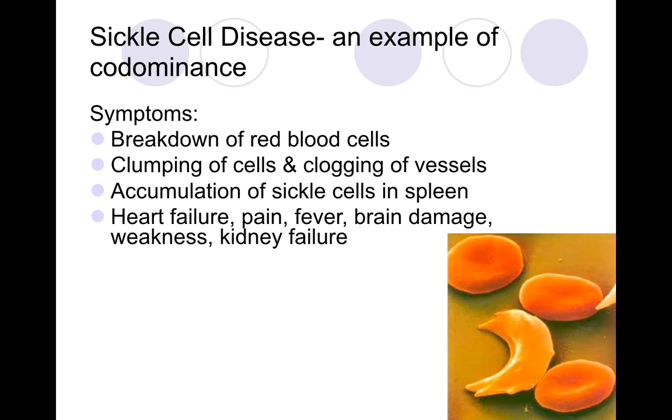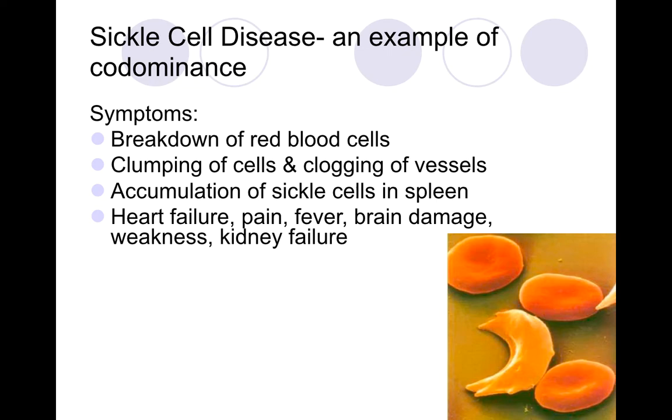An example of codominance is what we call sickle cell disease. In sickle cell, you get a breakdown of the red blood cells. The red blood cells aren't round anymore. They become more sickle-shaped, and what happens then is they start to clump together and they clog up your vessels.